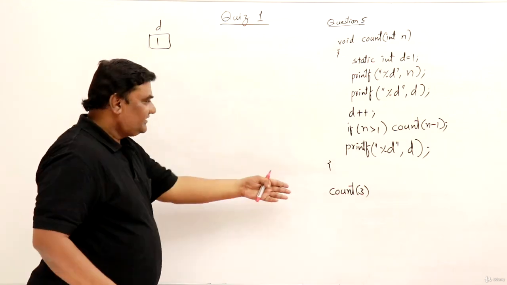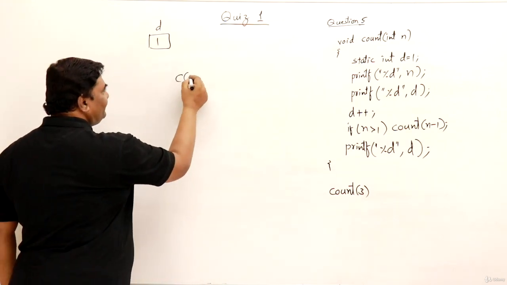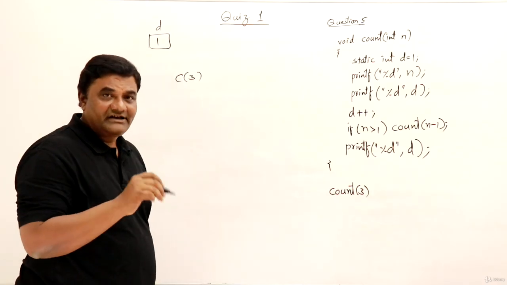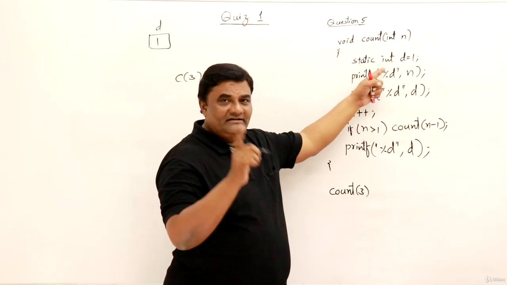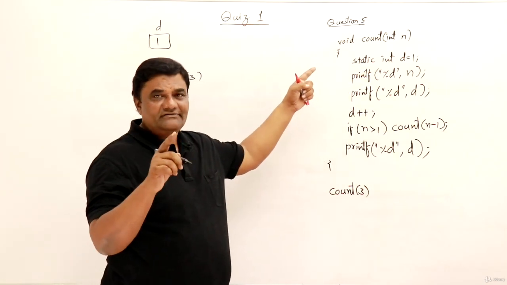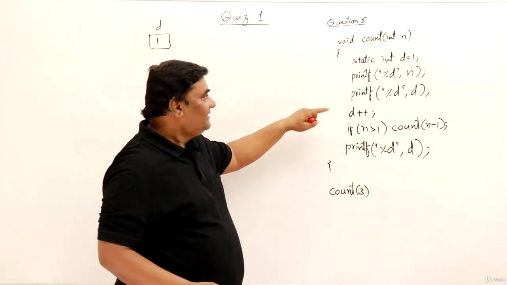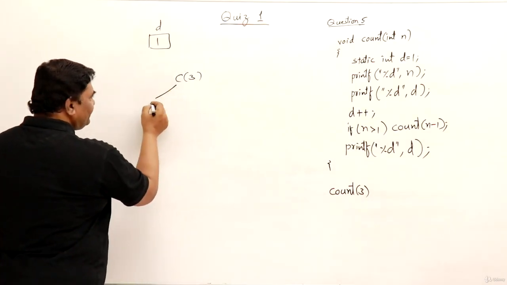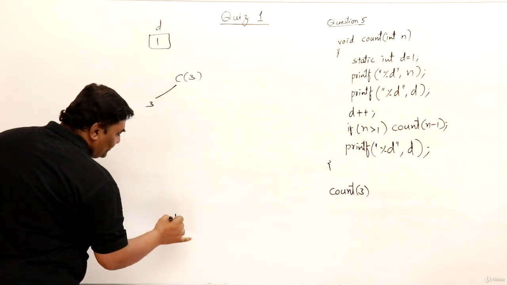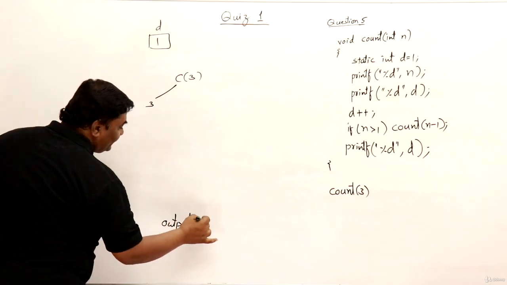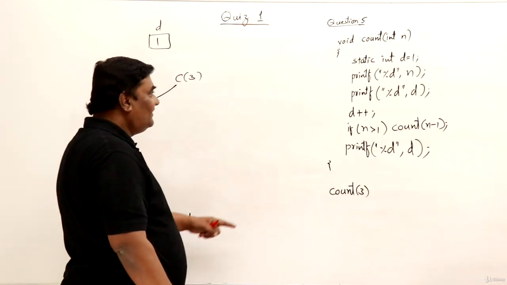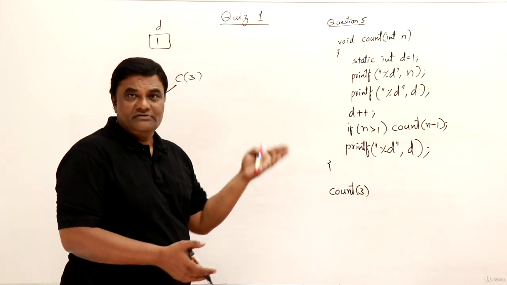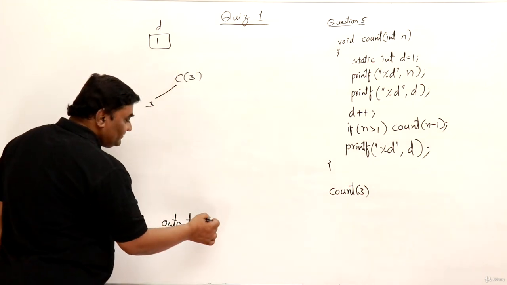Let us do it. Let us make a first call. C of 3. Instead of count, I am saying just C. So C of 3, count of 3. Static, D is 1. Yes, this is over. This is initial, right? We don't have to repeat it every time. Print N. So what is N? 3. So print 3. Here I will write on the output what we get. So first time 3 is printed. Then print D. What is D? D value is 1. So 1 is printed.